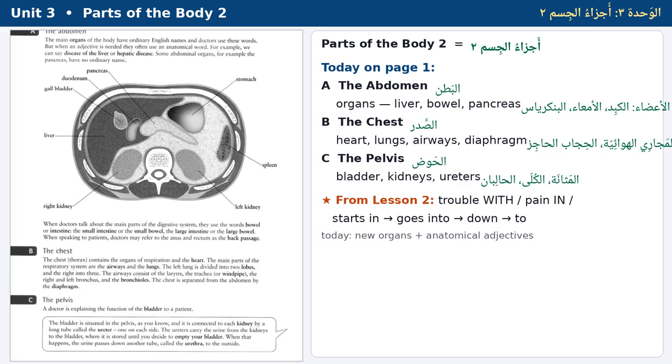Now, in Lesson 3, we move inside the body. We have 3 sections on page 1. Section A, the abdomen. Section B, the chest. Section C, the pelvis. We will learn the names of the internal organs and an important rule. When doctors need an adjective, they use the anatomical word. Let us begin with Section A.